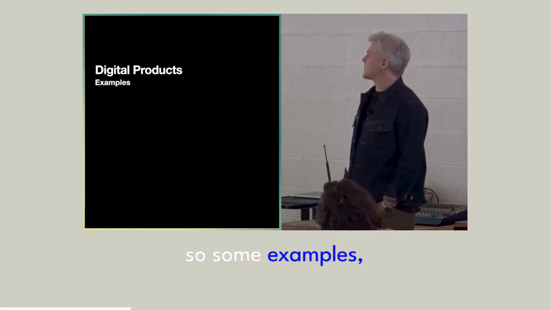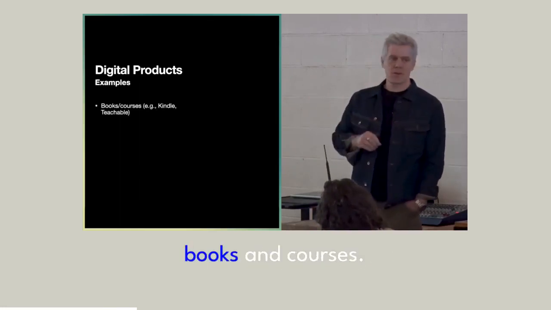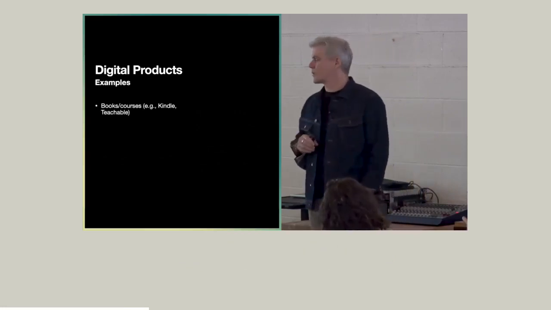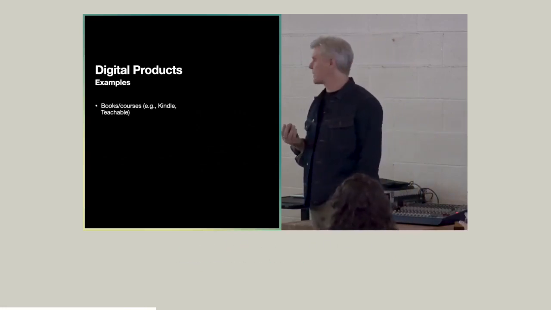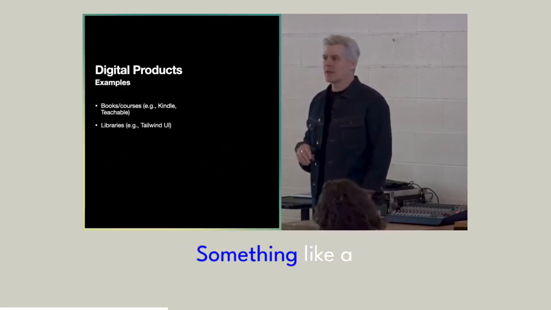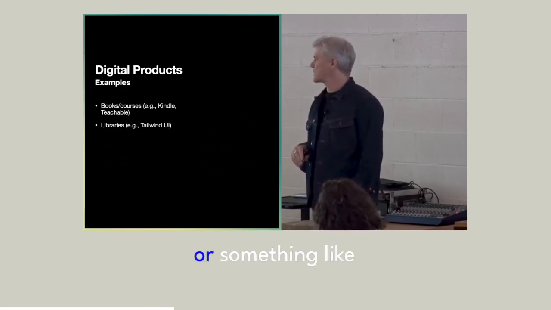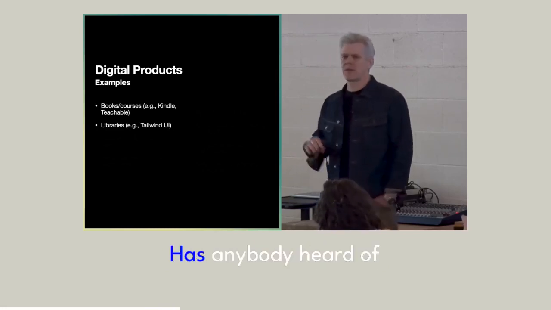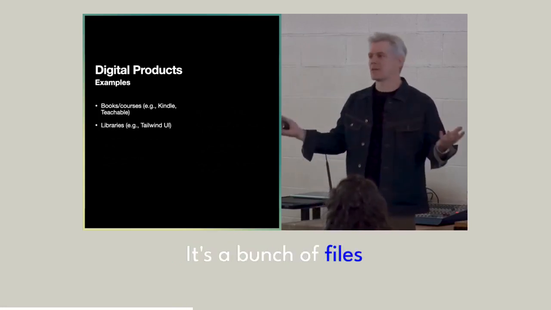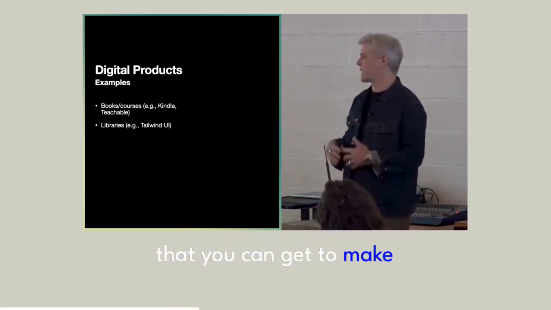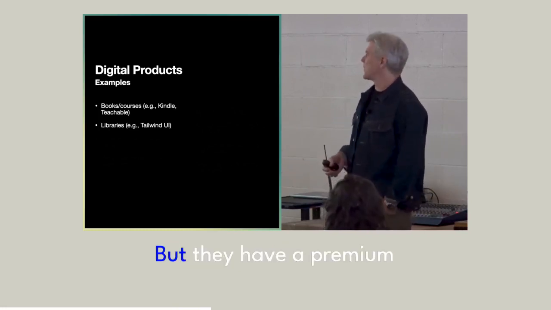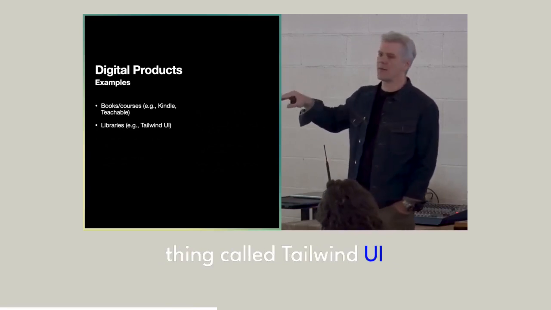All right, so some examples. Obvious ones for this group would probably be books and courses. So things like Kindle Direct Publishing or putting courses on Teachable or your own platform, but that's the idea. If you're more developer-y or web developer-y, something like a framework or a library or something like Tailwind. Has anybody heard of Tailwind? Not too many, okay. It's a bunch of files that you can get to make it easier to design a website. Kind of like Bootstrap, if you've heard of that. But they have a premium thing called Tailwind UI that they sell.